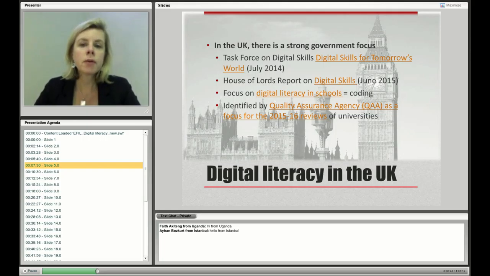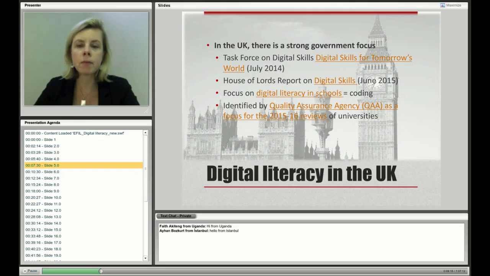We also, in the UK, had a report in the House of Lords. I've got links, and you can follow these all up afterwards from the slides, on digital skills again. And the same thing, it's quite linked to the idea of how to sort of enhance the UK economy, making sure that the workforce has got the kind of skills that they need and the capabilities. But again, another report that talks a lot about terms that weren't terribly well defined.